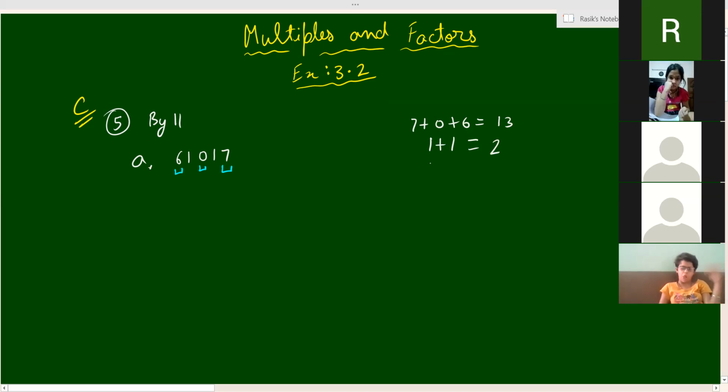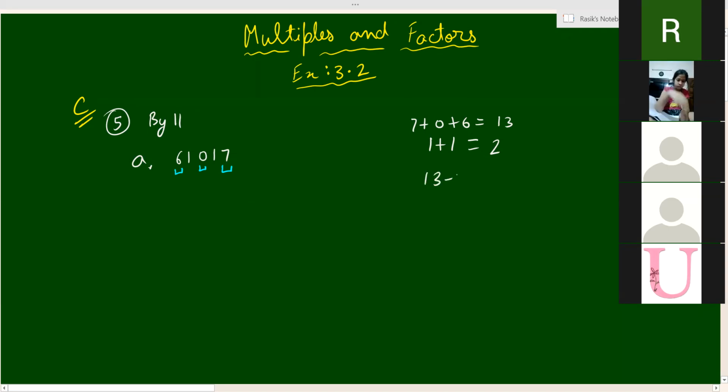Now you find the difference of the sum of the digits at odd places and the sum of the digits at even places. So 13 minus 2, the difference is 11. 11 is a multiple of 11. Therefore, we can say that yes, this number is divisible by 11.